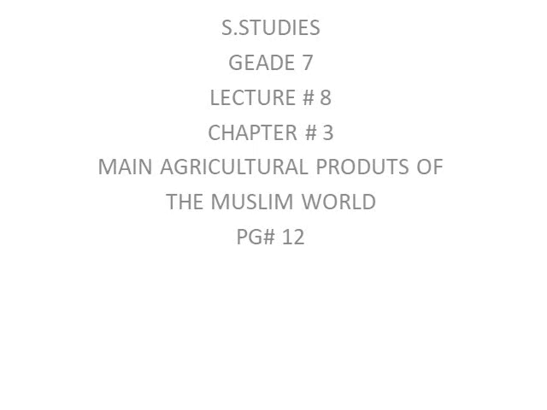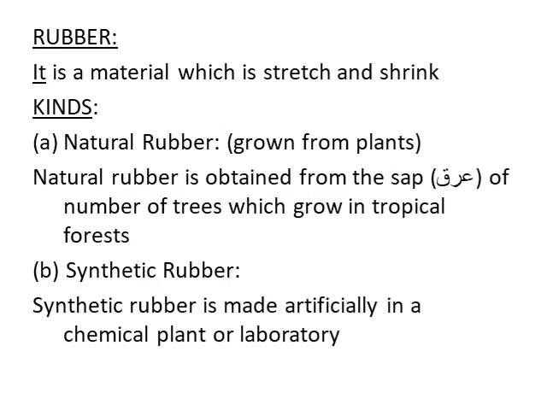the Muslim World. Look at your books, page number 12. We are studying about agricultural products of the Muslim world. Rubber. What is rubber? It is a material which can stretch and shrink. Kinds. Mainly there are two types of rubber. One is natural rubber, second is synthetic rubber.